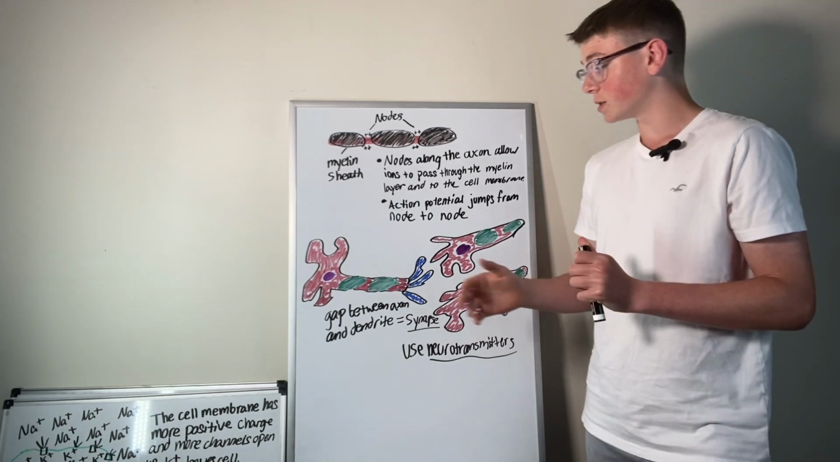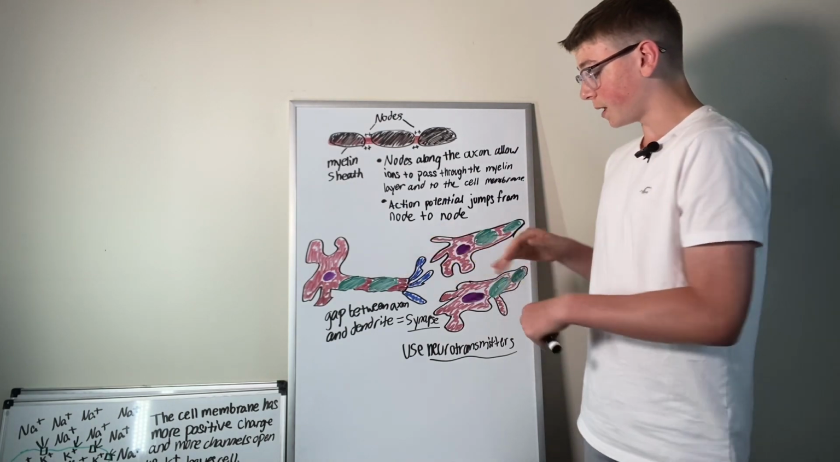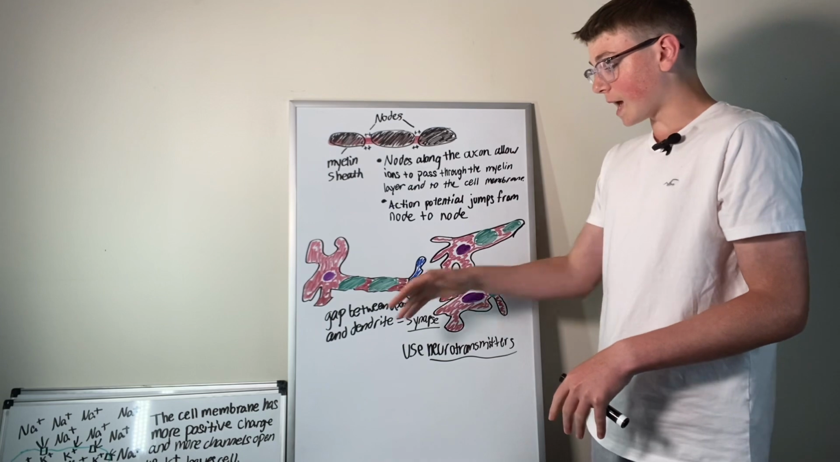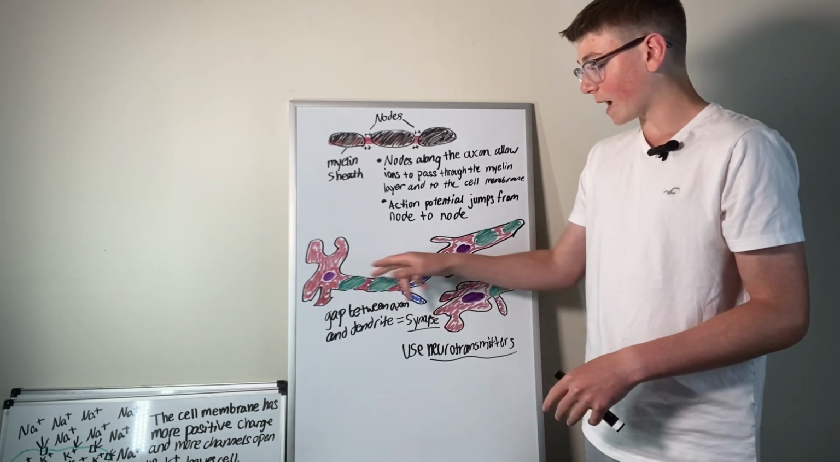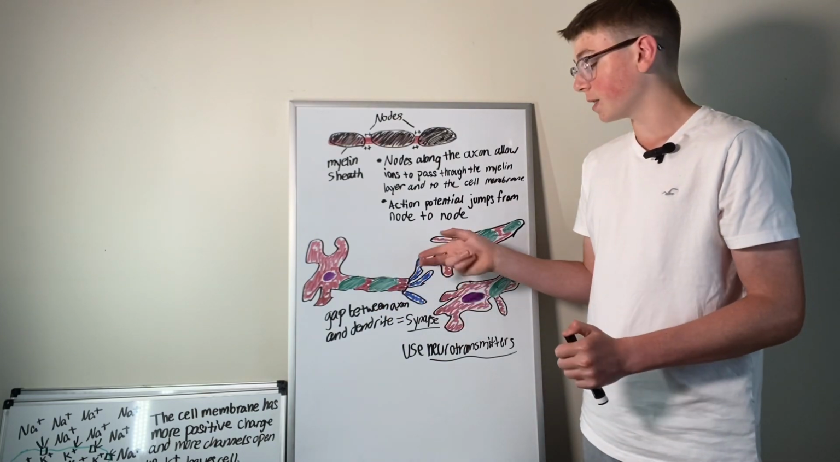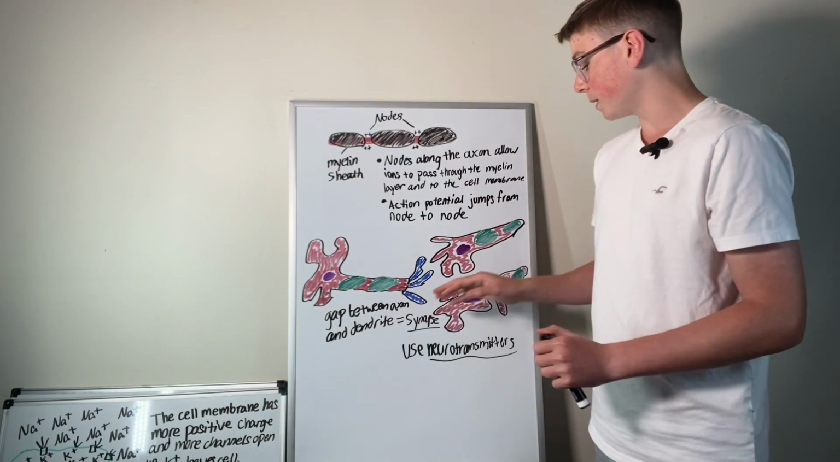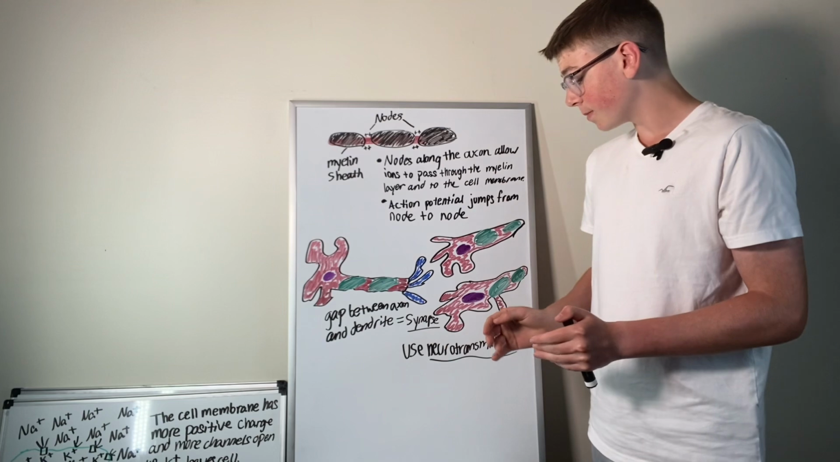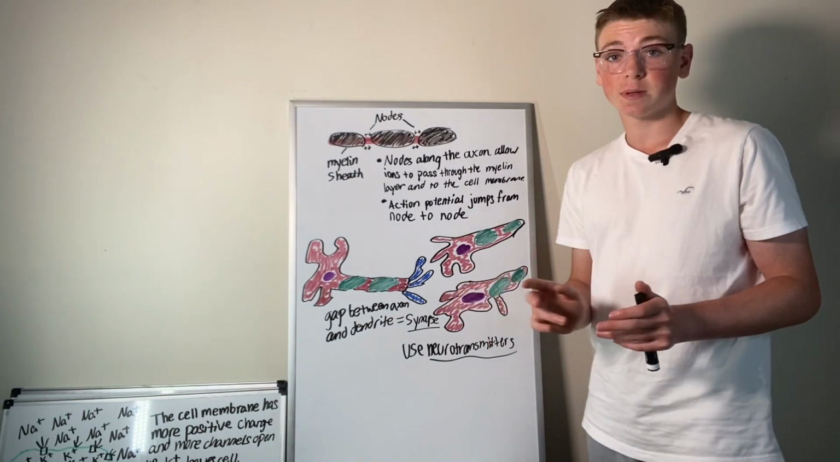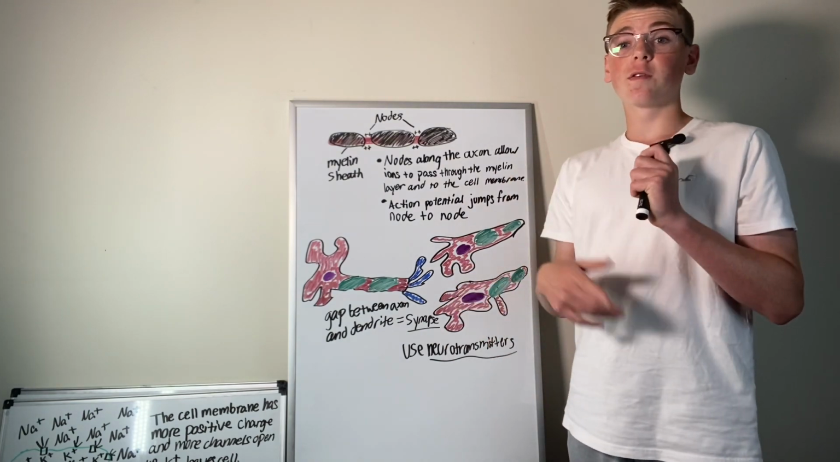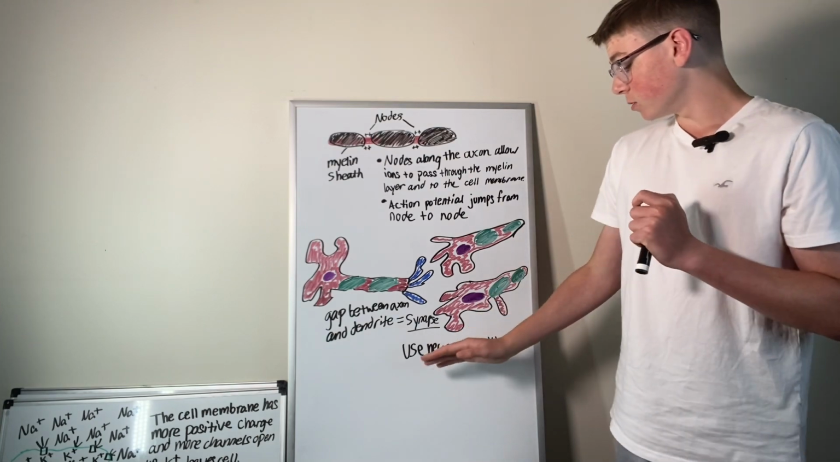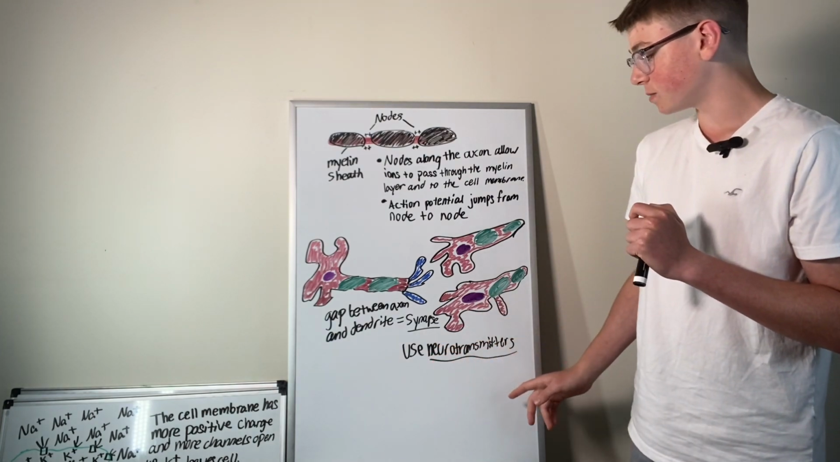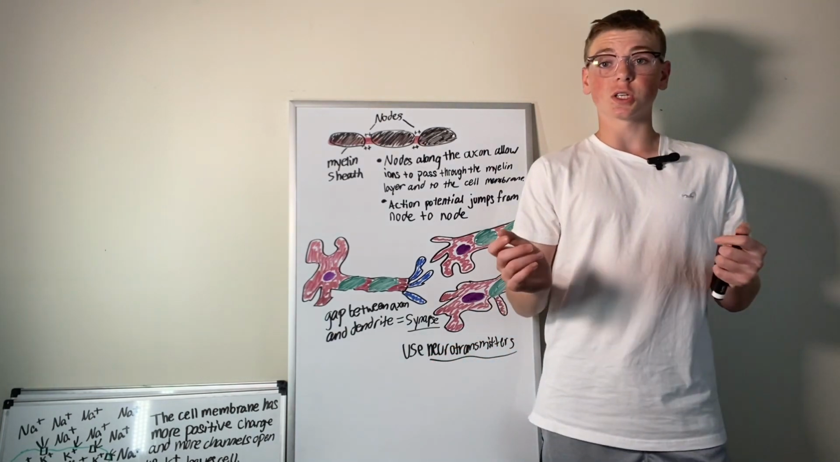Now we're going to talk about how it gets to the next neuron. So there is our neuron and then two other neurons. The gap between the axon here in our first neuron and the axon endings, and the dendrites of the other neurons, is called a synapse. Now, to get over that gap, we use something called neurotransmitters. Now, neurotransmitters are just chemicals.